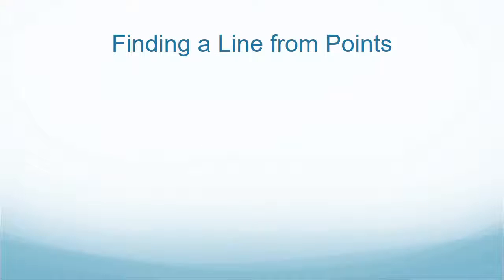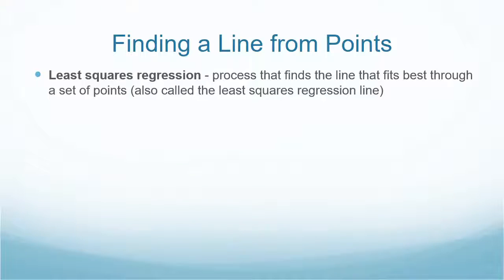Okay, we're going to talk a minute about finding a line from a group of points, and this is something that you do a lot if you ever take a statistics class. If you have a bunch of points or data you've collected and you want to find an equation for a line that best fits as many of the points as possible or goes through the middle of the cluster of points as well as possible, the process of doing this is called least squares regression, and the line itself can be called the least squares regression line.